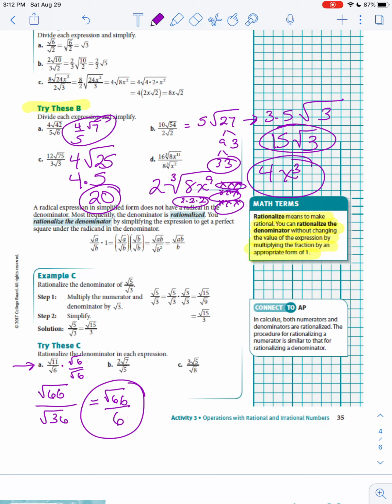Let's do another one. Part B. Since there's a root 5 on the bottom, I want to multiply both the top and the bottom by root 5.